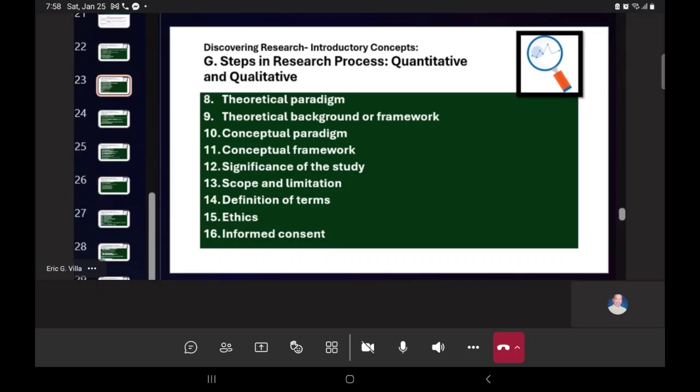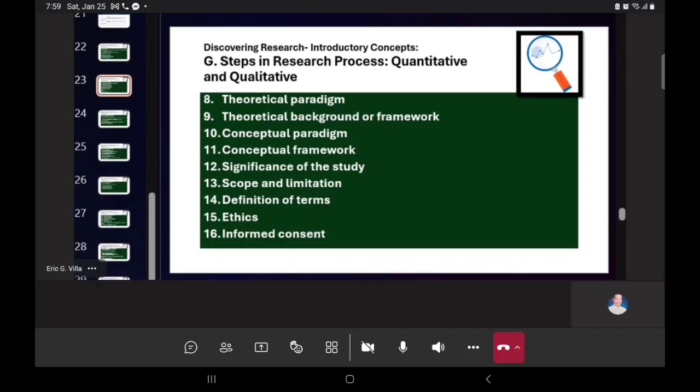Theoretical background or framework involves a comprehensive analysis of existing theories and research relevant to the study. It synthesizes previous findings, establishes theoretical foundations, and positions the current research within the broader academic discourse. The framework provides scientific legitimacy and helps identify knowledge gaps.